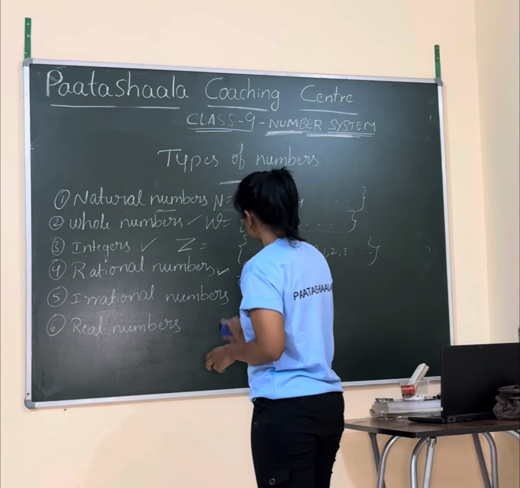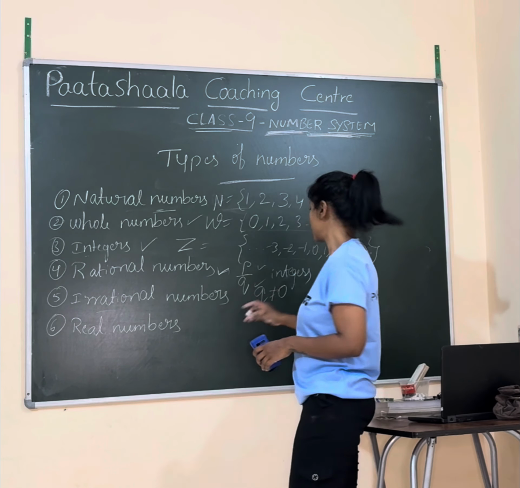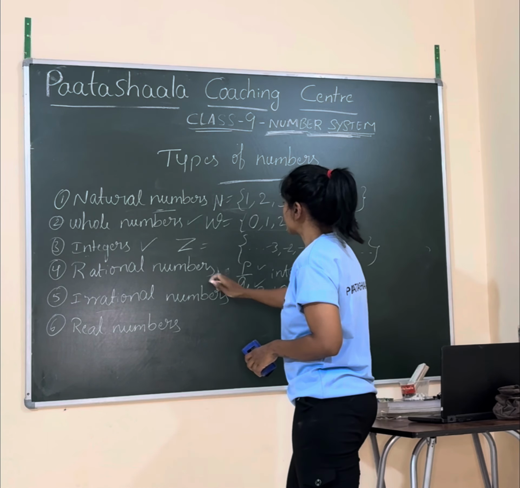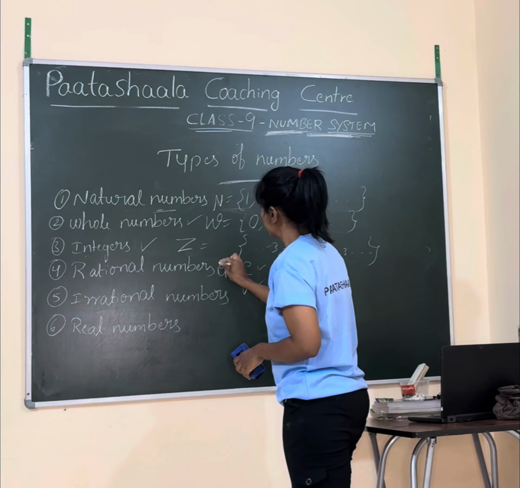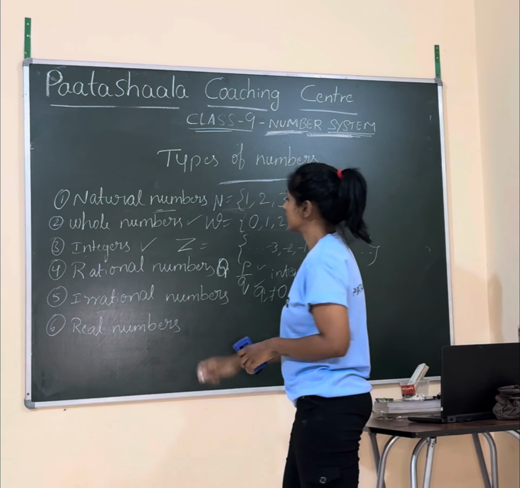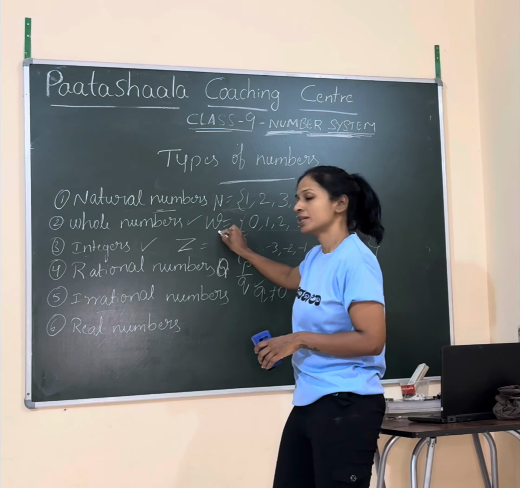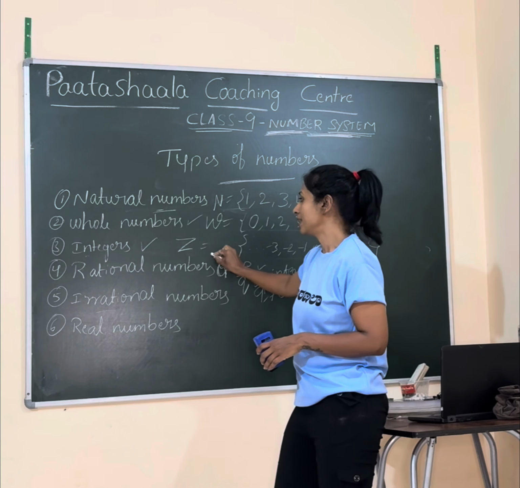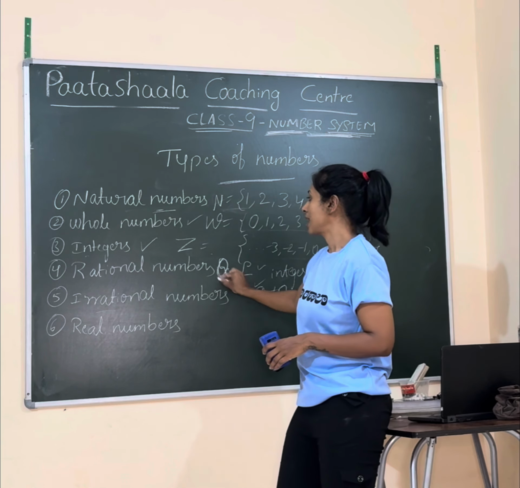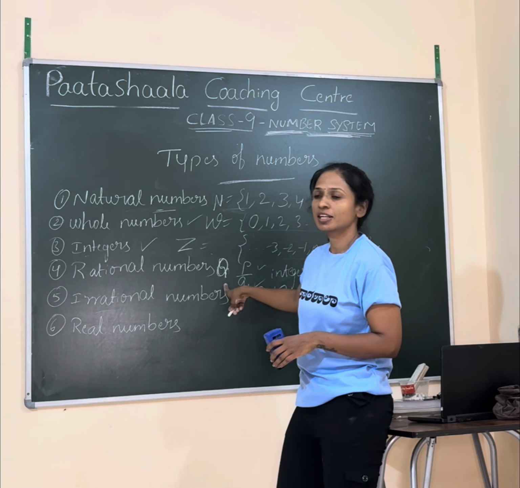The rational numbers are denoted by the letter Q. Remember these letters. Natural numbers are denoted by the letter N. Whole numbers are denoted by the letter W. Integers are denoted by the letter Z. And the rational numbers are represented by the letter Q.